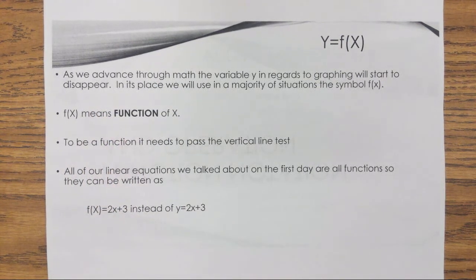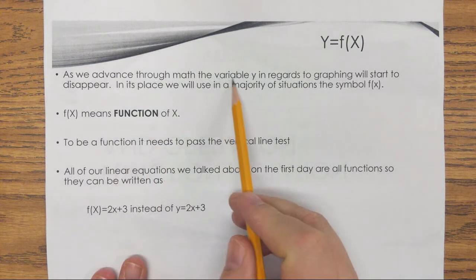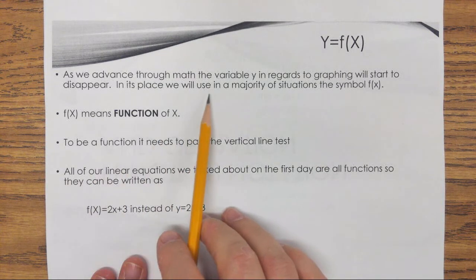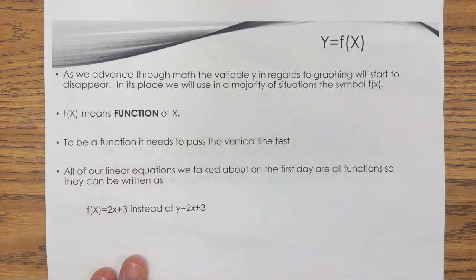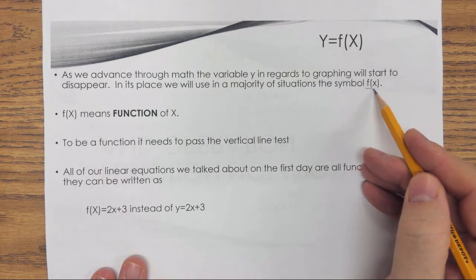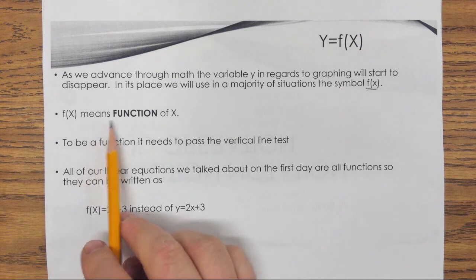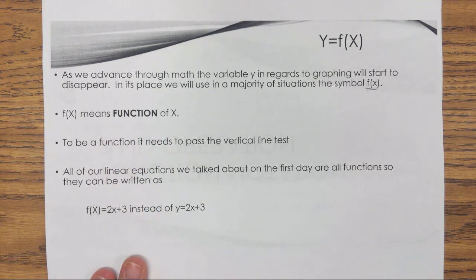So as we are going through math and getting higher up in our math classes, we'll find that this variable y that we're so used to seeing, like in y equals mx plus b, is going to start to disappear. In its place, in a majority of situations, we're going to use the symbol f of x. F of x means function of x. So this is function notation.